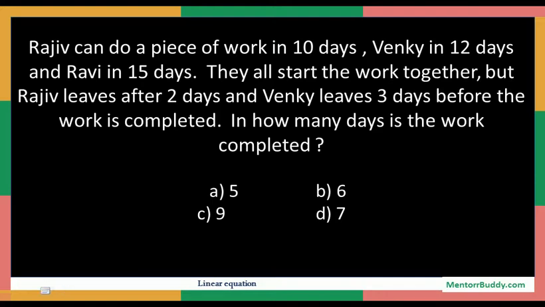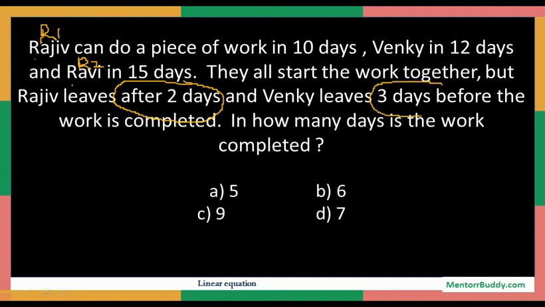Understand one thing: there are certain key points which we need to understand while solving these questions. Let's denote Rajiv as R1 and Ravi as R2, because both start with the initial R. Further, it says Rajiv leaves after 2 days. The key point is he leaves the work after 2 days, and Venki leaves 3 days before the work is completed.